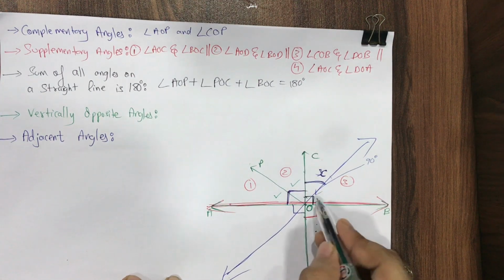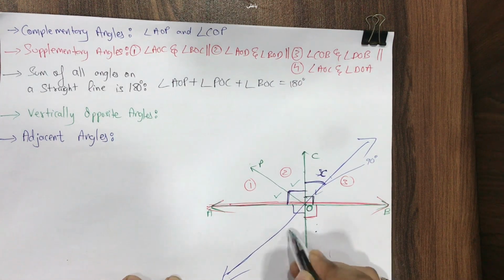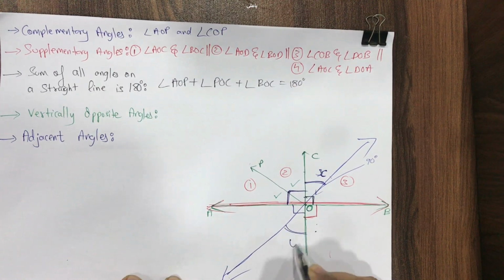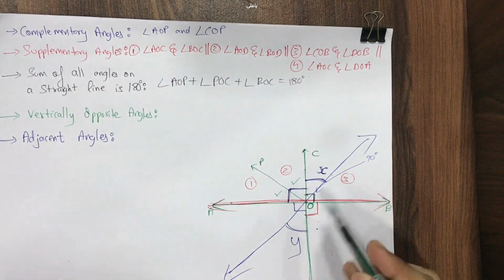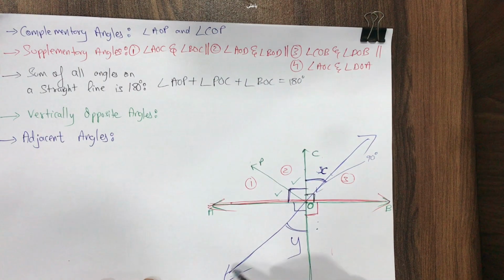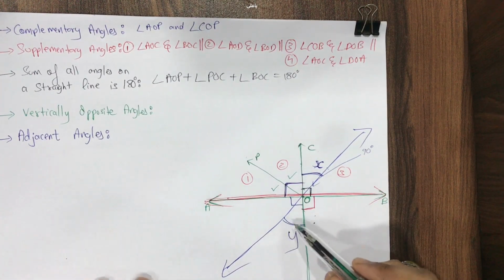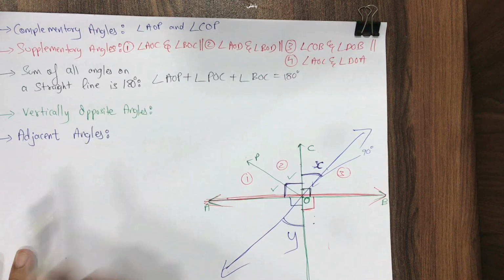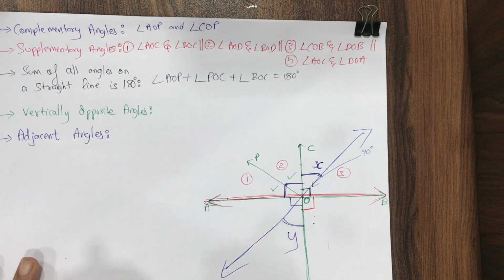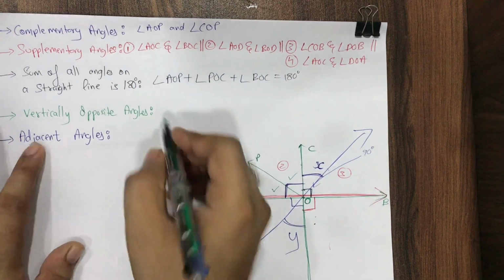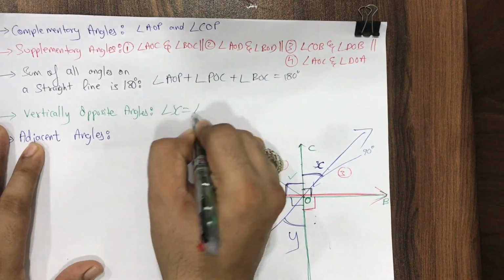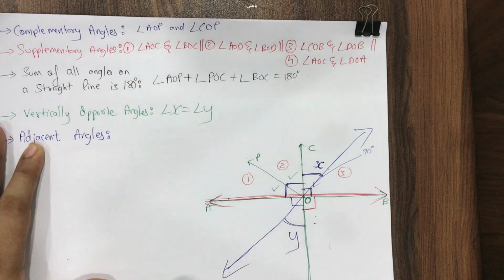So can I say exactly opposite to this X will be this angle Y? See this, please. This is green color. This is blue color. This X and Y are exactly opposite to each other. So they are called vertically opposite angles. And vertically opposite angles are always equal. Students, so here I will say angle X is equal to angle Y. Vertically opposite angles. Understanding, please?